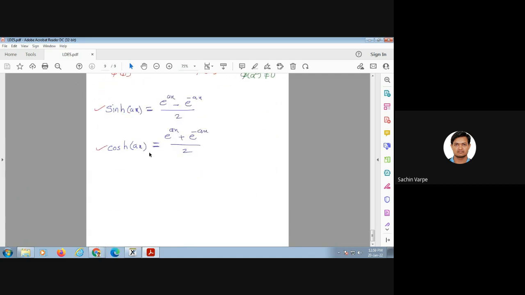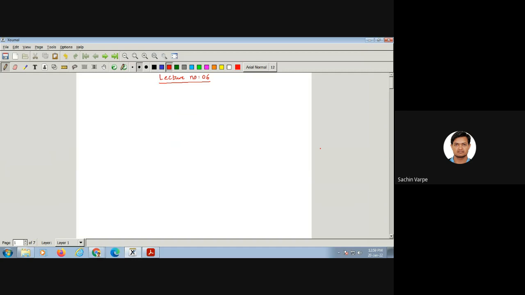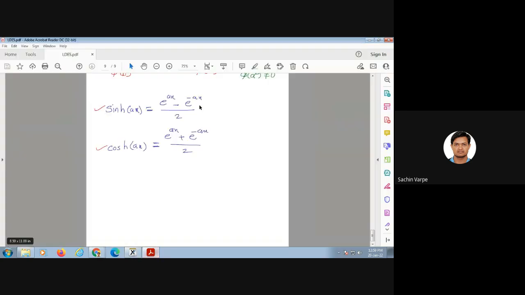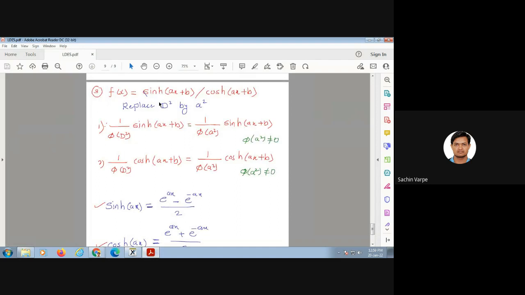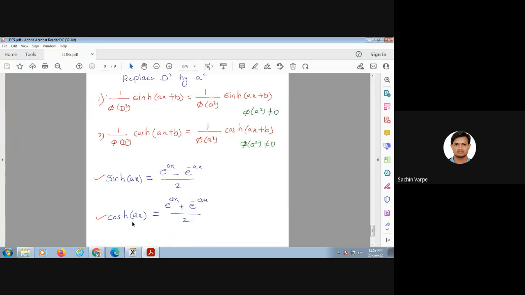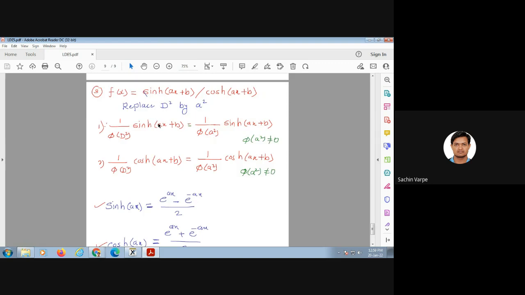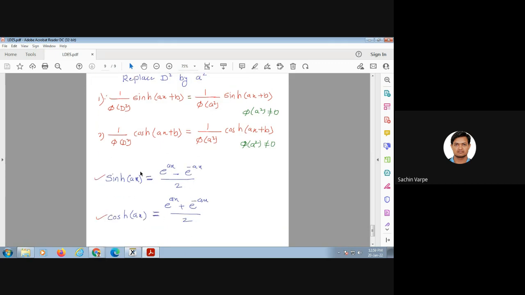Okay. So let's start with case number 4. And let me discuss the third case again. The third case is for hyperbolic sine and cos functions. We either replace d square by a square, or we can represent hyperbolic sine and cos in terms of exponentials and ultimately use the first case only, the exponential case, which says replace d by a. Some questions can be easy to solve with direct replacement of d square by a square, and some questions will be easy using the exponential forms of hyperbolic functions.